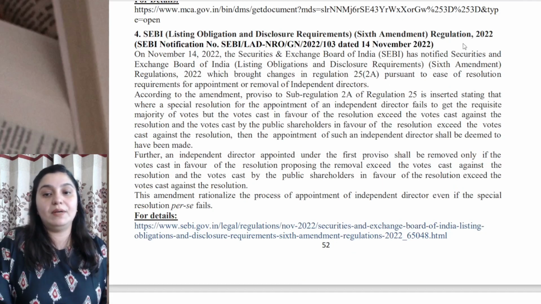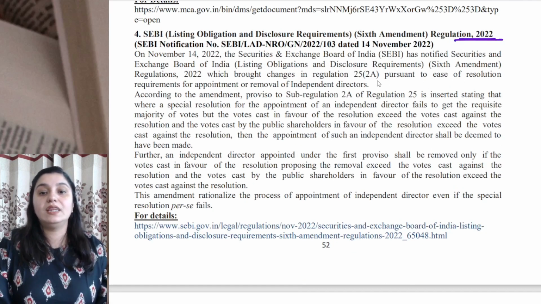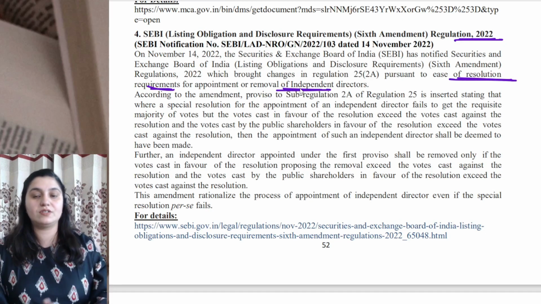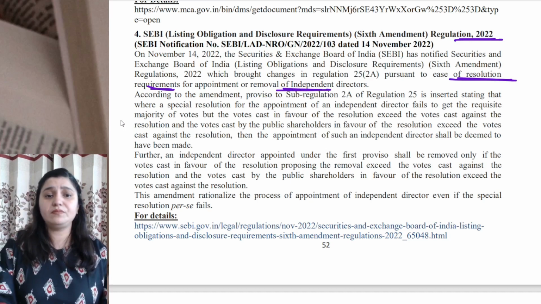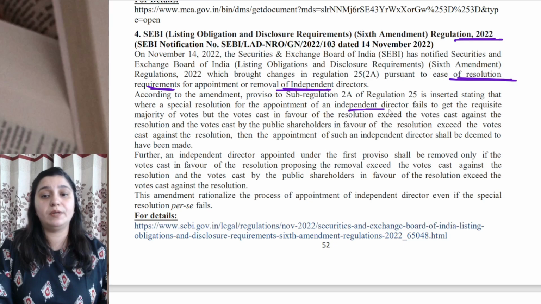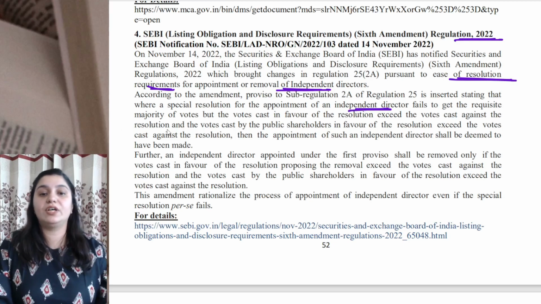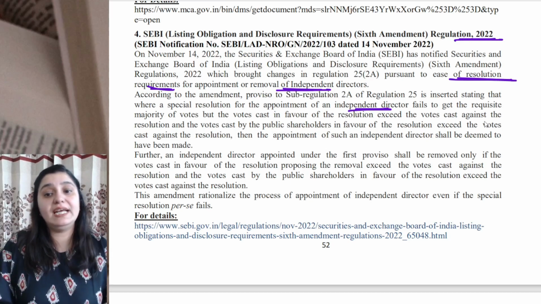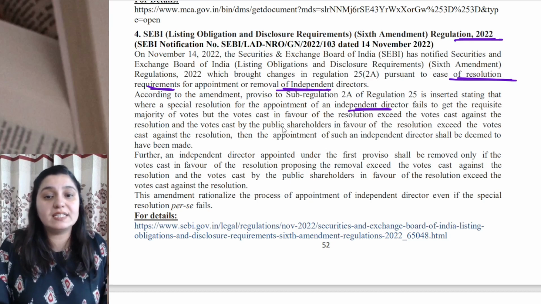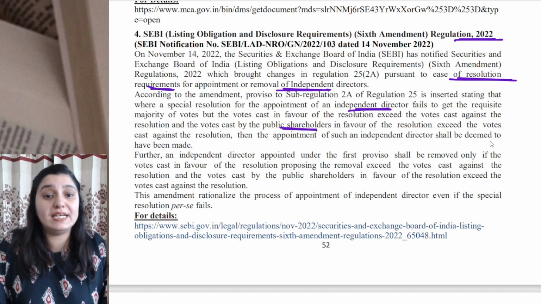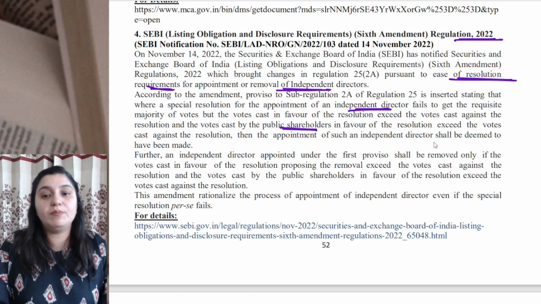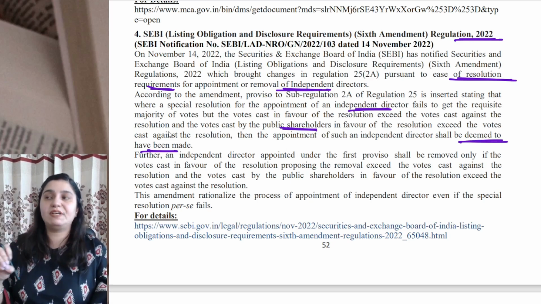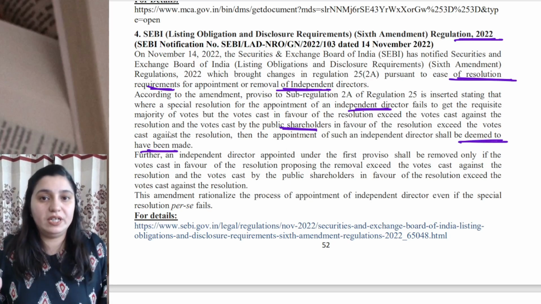Then SEBI amendment regulation 2022 which says the pursuant to ease of resolution requirements for appointment or removal of independent directors. So SEBI has inserted stating that where a special resolution for the appointment of an independent director fails to get the requisite majority of votes, but the votes cast in favor exceed the votes cast against, and the votes cast by public shareholders in favor of the resolution exceed the votes cast against, then the appointment shall be deemed to have been made. तो listed company ने थोड़ा सा ease out कर दिया because special resolution में ज़्यादा majority की जरूरत होती है, right?